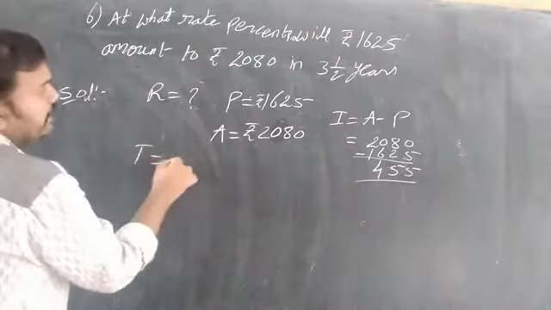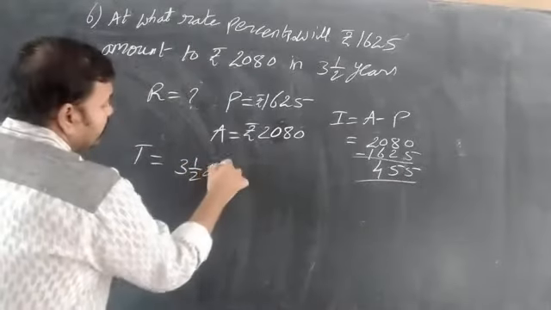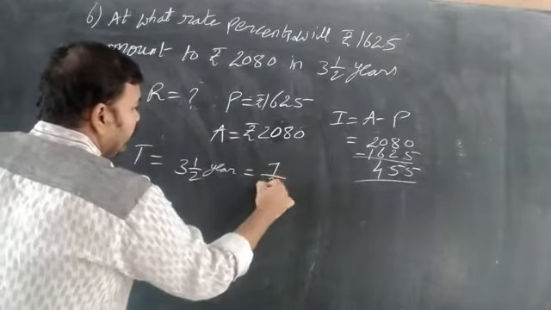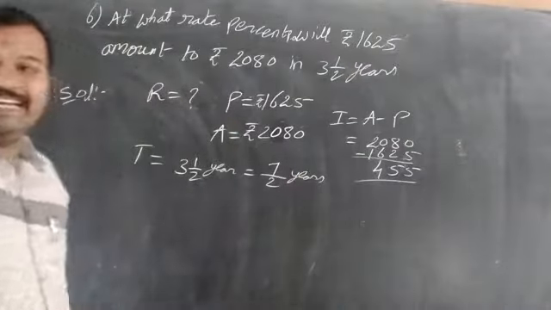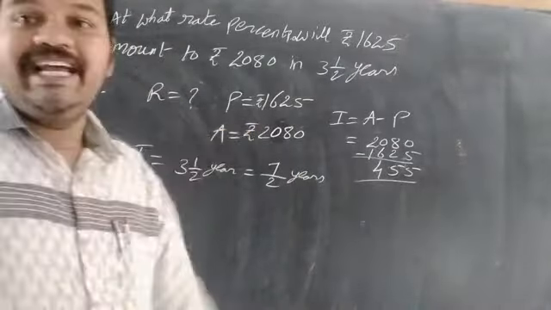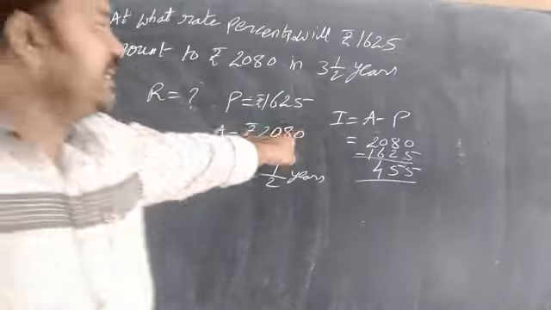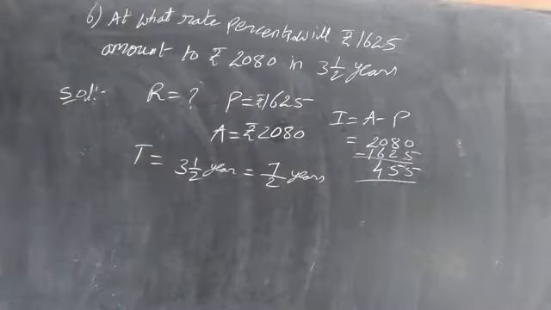And the time is given, that one is 3 1 by 2 years, which is equal to 7 by 2 years. Amount is given to find interest, so due to that we are finding the interest formula. We know that interest formula is PTR by 100, but here we have to write I is equal to A minus P.